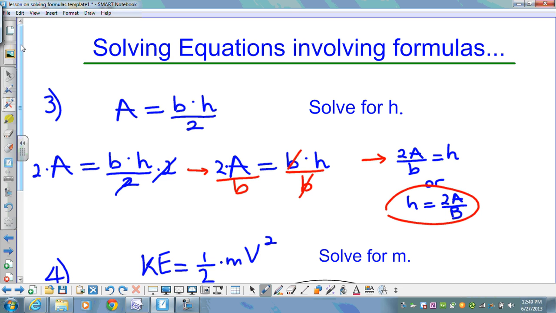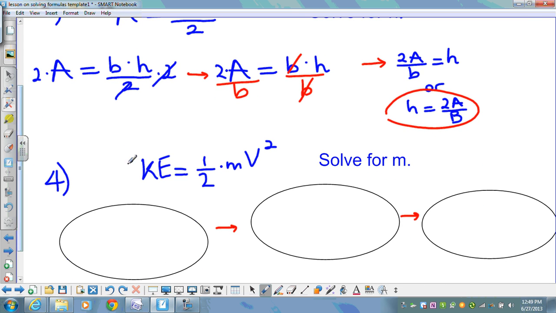Okay, moving on to another example. Something you might see in chemistry or in physics, kinetic energy, or KE, equals 1/2 times m v squared. The question is to solve for m. Again, at this point, I would highly recommend that you pause the video for a few moments, work out these examples on your own, and then come back and see the solutions. And assuming you've already done that, let's go through the solution.